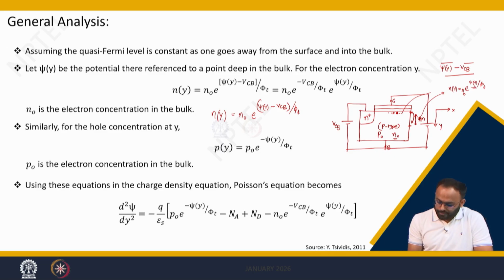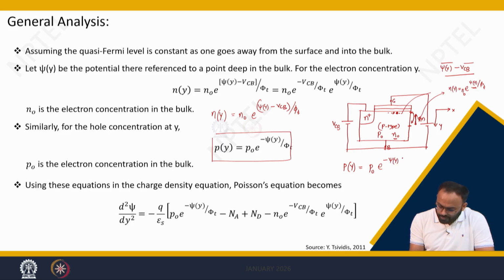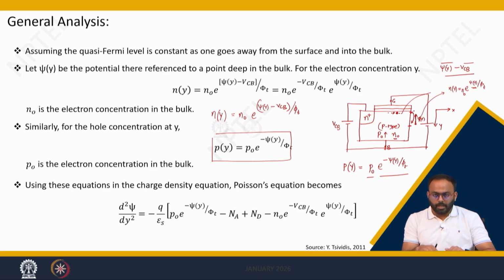Likewise, we have also derived the hole concentration. The hole concentration can be given by P naught e to the power of minus psi y by phi t. Again, P naught is higher in the p type body, but when you apply a positive voltage, the holes get repelled back into the body, and hence at the surface, along this y, the hole concentration will reduce from its equilibrium value. That is why the minus exponential comes into the picture.